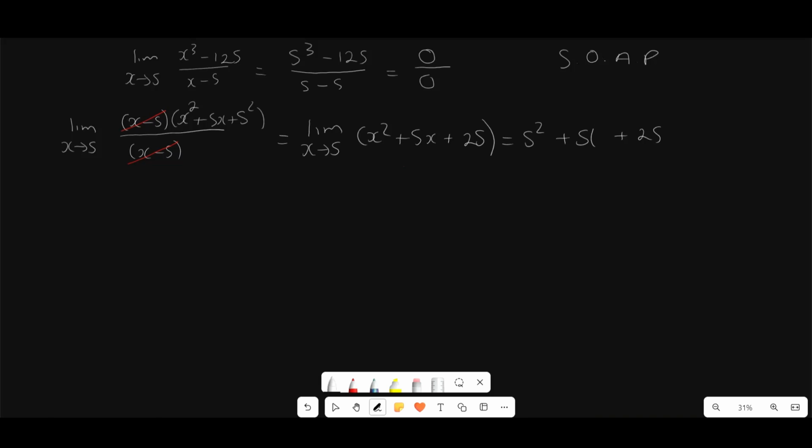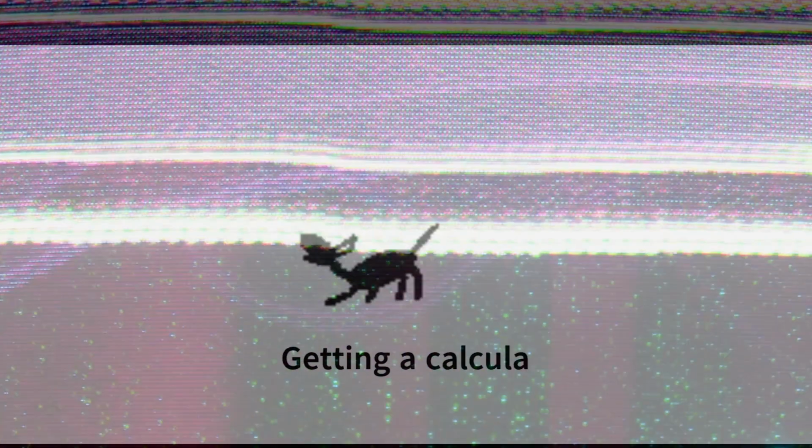There you go. So this should be 5, and here I have 5 squared is 25 plus 5 times 5 is 25, plus 25. So this is 60, 10, 70, 75, right? And that's our final answer in that case.